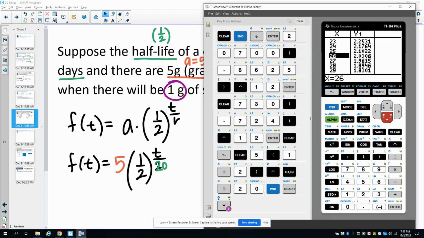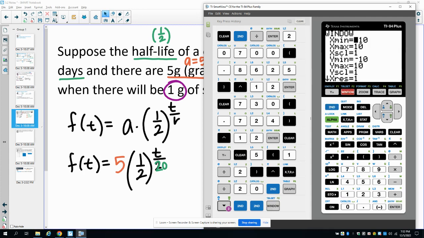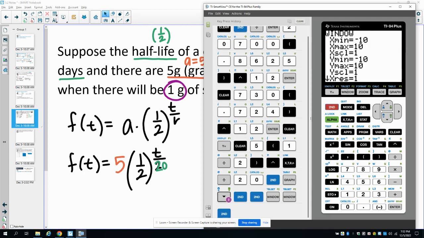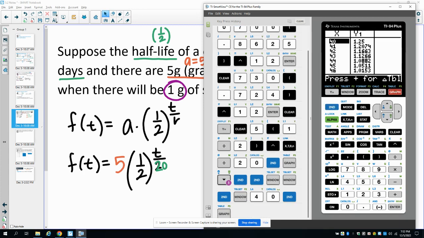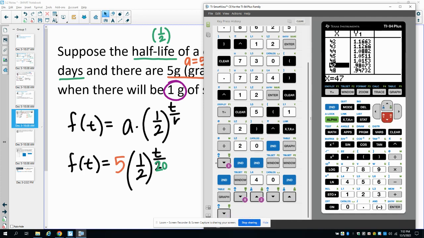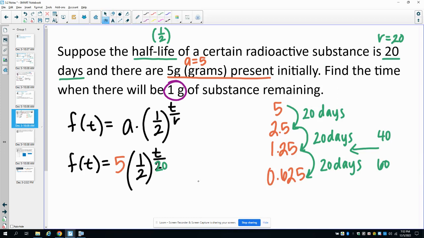Now remember, we looked at it and it's going to be between 40 and 60. So if I go to second window so that I'm in table set, I can change this starting value. I'm just going to change this to 40 so that when I go to second table, it'll start at 40. Now I can just go down until I see where it's going to be at 1 gram remaining. That's going to happen on day 47, when it gets to less than 1 gram. At 46 days, it's still more than a gram. So at 47 days, it's going to be less than 1 gram.